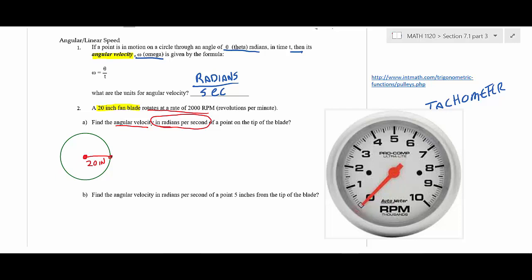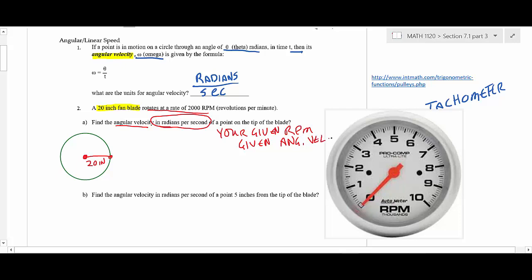So this is real important, and to me this is one of the whole keys to the section. This is worth writing down: if you're given RPM, then that means that you were given the angular velocity, because that's what that is. Anytime that you're given revolutions per minute, then you have been given the angular velocity. That's the part of the section sometimes students overlook. So I'm wanting you to find the angular velocity. Well, I already gave it to you, right? But what we're going to do is convert that to radians per second. We just need to convert it.